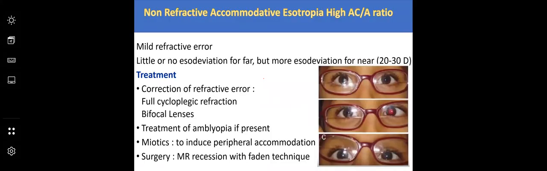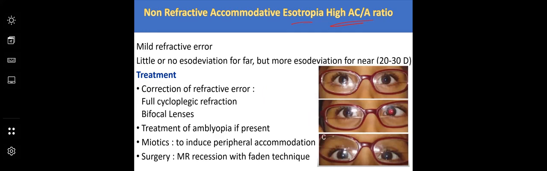This is for my clinical course. So again, this is for the non-refractive accommodative esotropia with high ACA ratio. Those patients who have non-refractive accommodative esotropia with high ACA ratio have orthophoria for far. When in the far, you can see that both eyes are aligned and the light reflex is central.